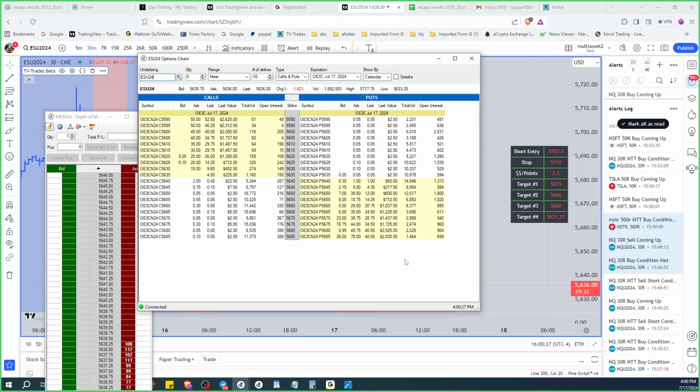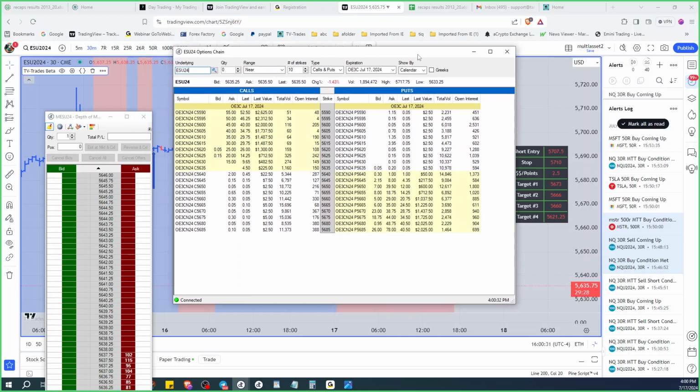But the option markets, they don't run the same hours as the futures.